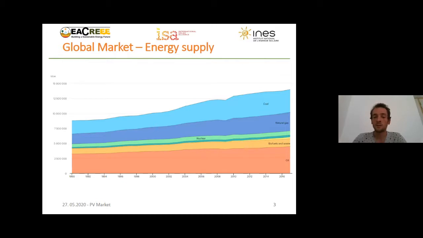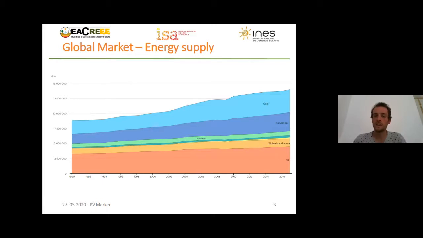So there is an absolute necessity of switching this energy supply to renewable energies and low carbon energies, such as, for the global energy supply, nuclear, wind energy, biofuels, and of course, solar energy. On this graph, you have the solar part, which is in yellow on this curve. So you see it is still a very tiny part of global energy supply. Now we will, in this webinar, focus on solar photovoltaics.